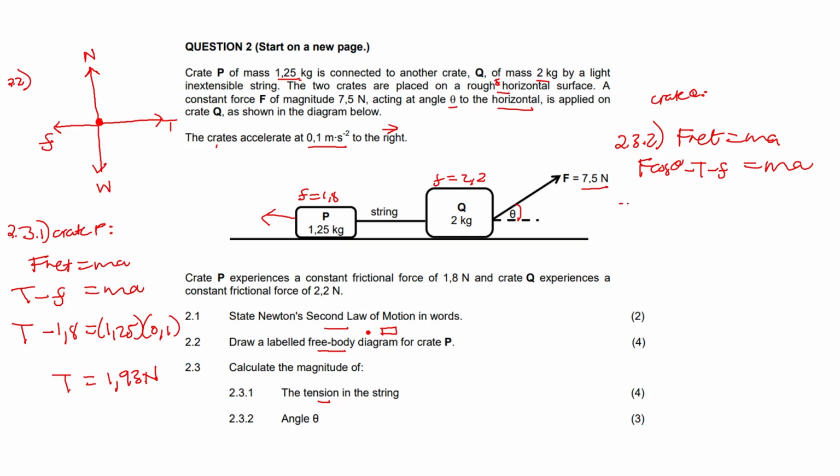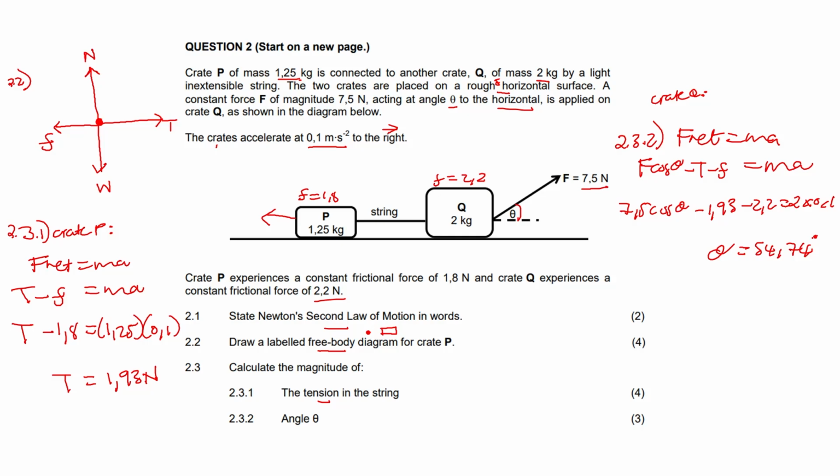So it's going to be 7.5 cos theta minus tension that we've just calculated in the string to be 1.93 and minus the friction that they've given us, which is 2.2. And that's going to be 2 times 0.1. So we do our math calculations there. We multiply, we take over, we do the inverse cos to get theta alone. And the angle theta will then be 54.74 degrees.